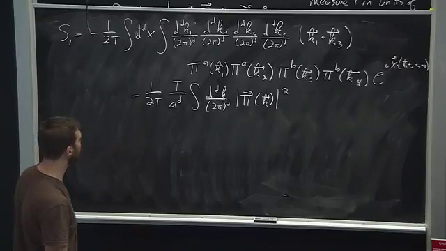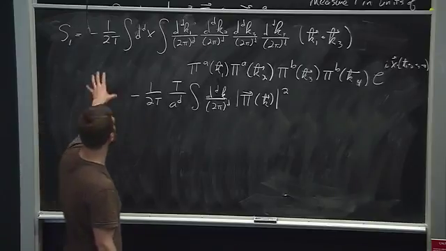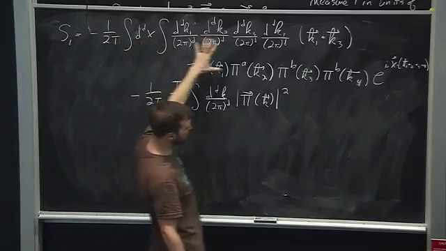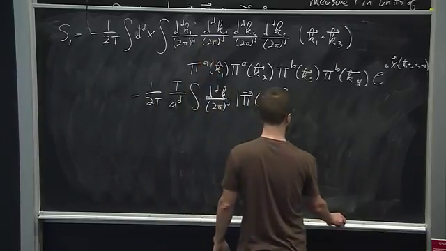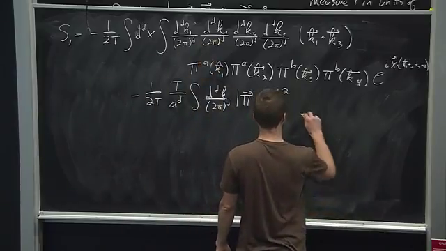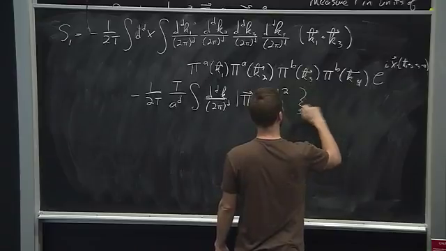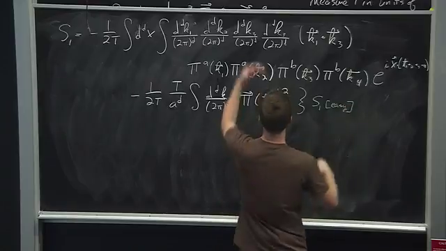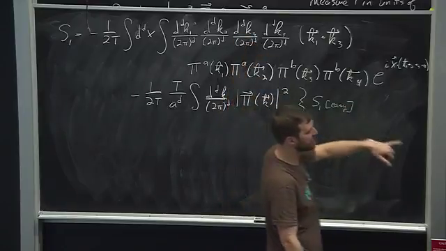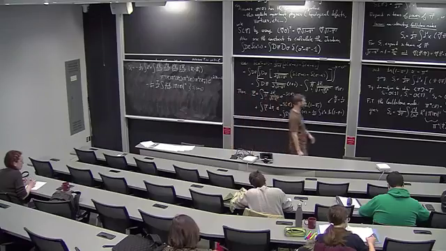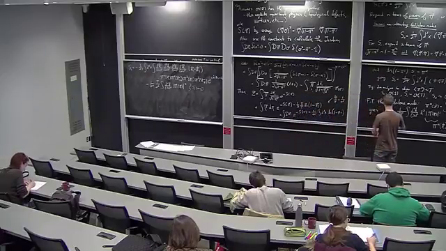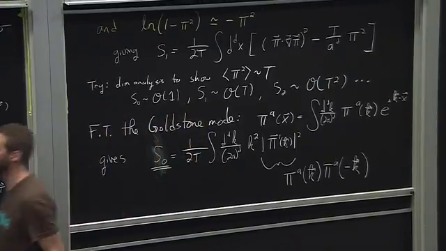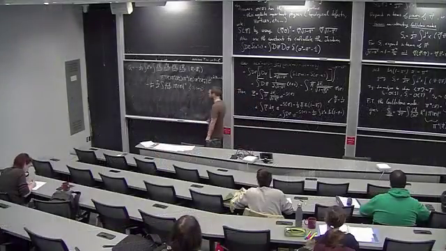RG transformation. But the important piece where the non-trivial recursion relations come from is this piece here. So, let me call this piece the easy piece. This piece is the hard piece. So we have the Gaussian piece, S naught. We have an easy piece, and then we have the hard piece.